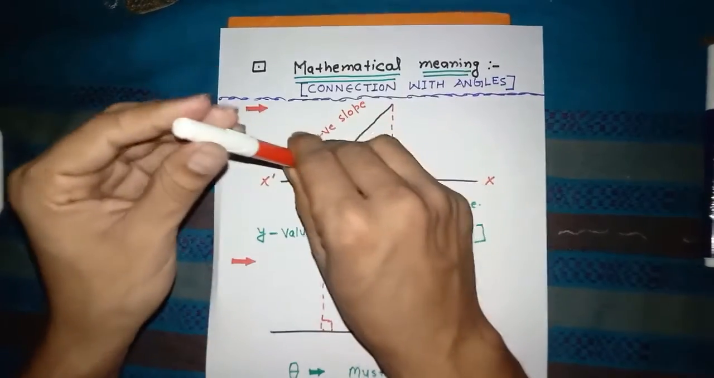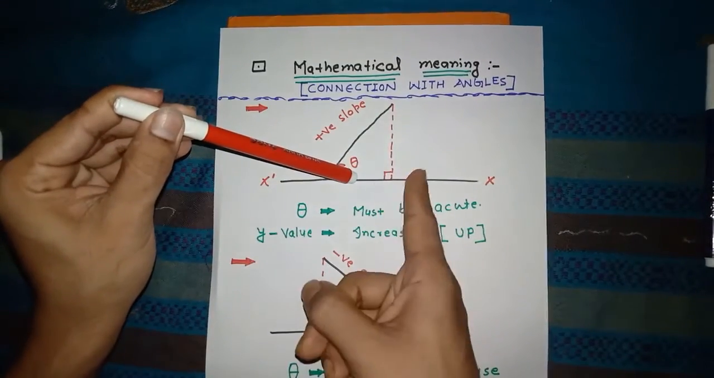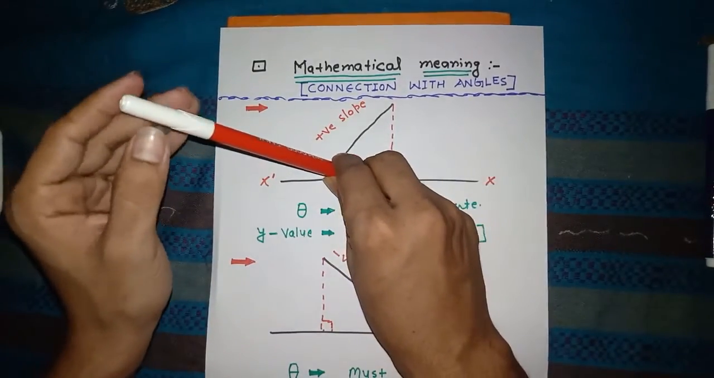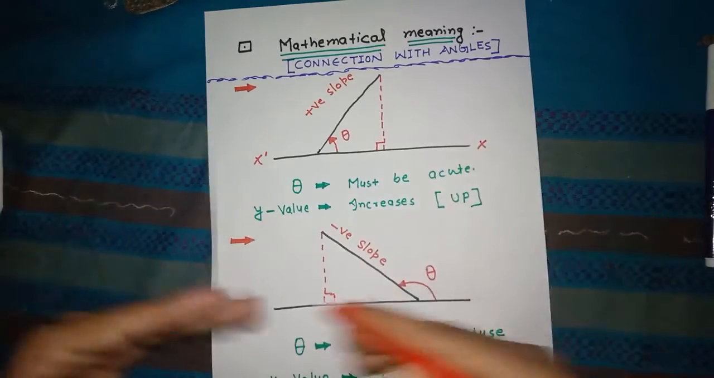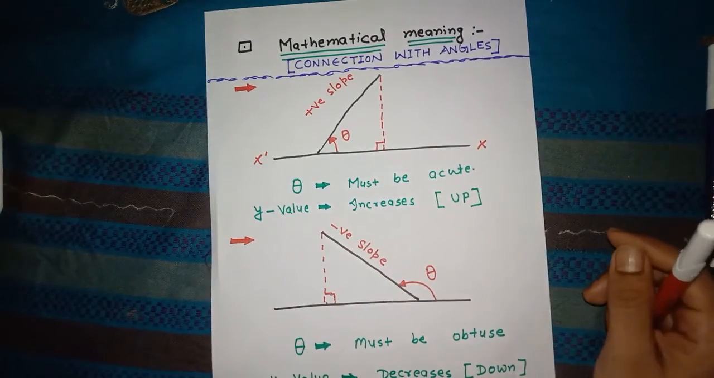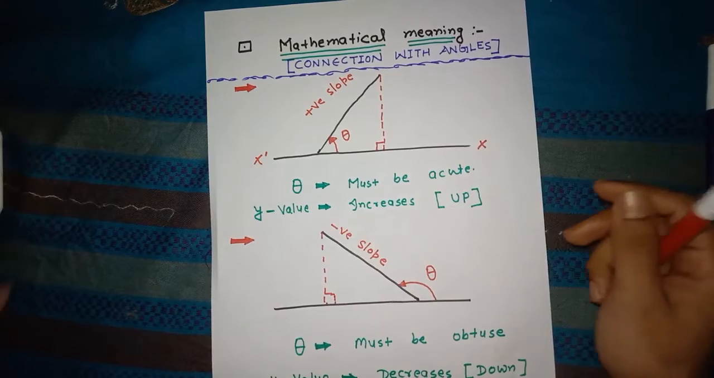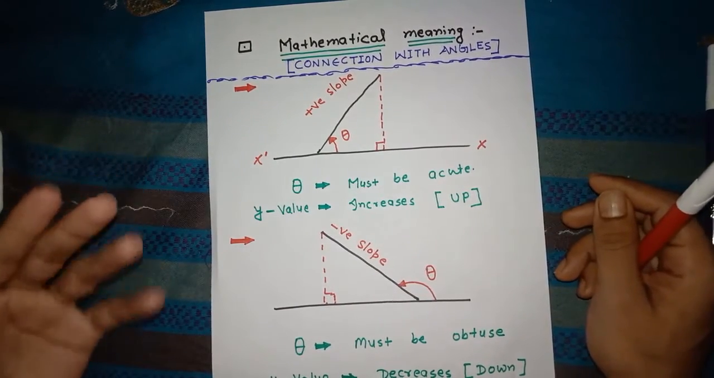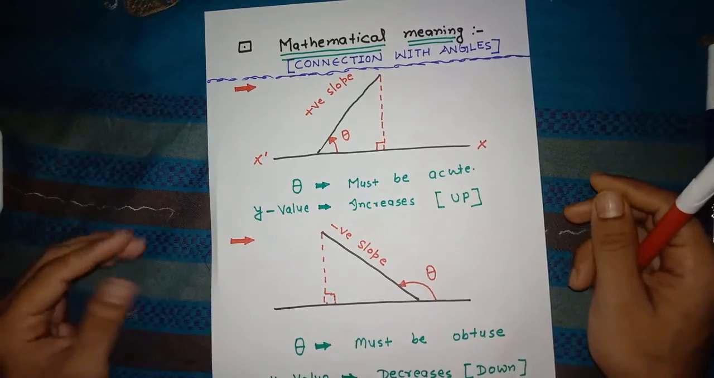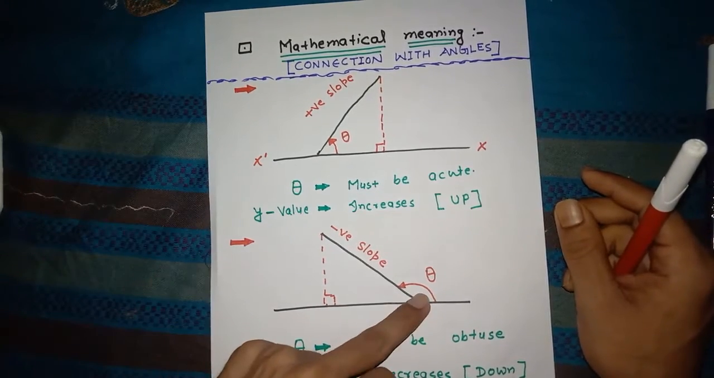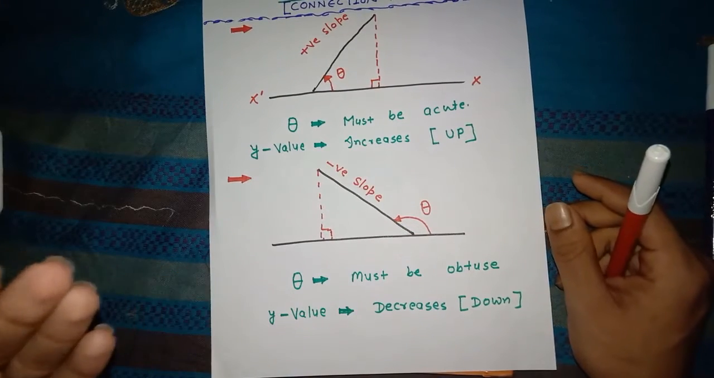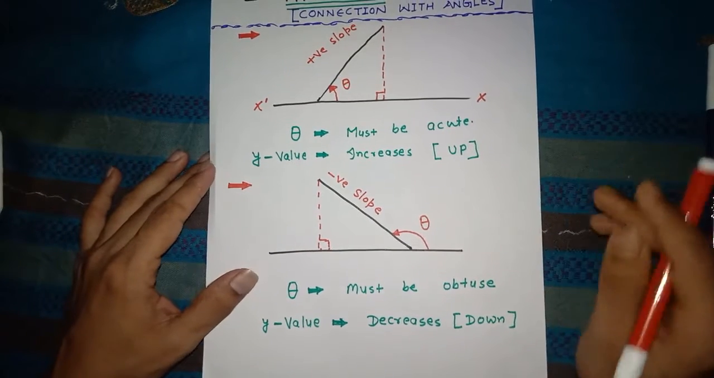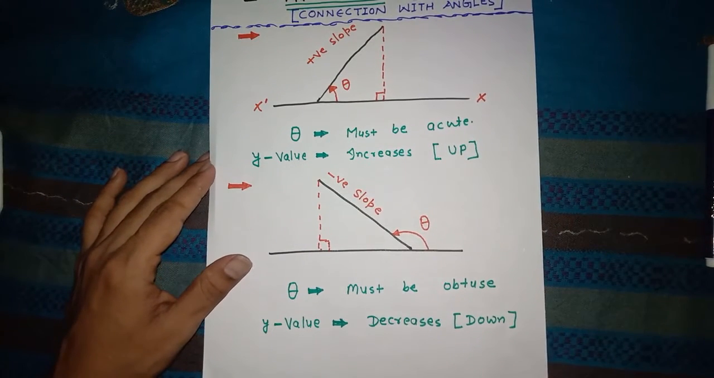If the angle is obtuse, more than 90 degrees, then we say that it has a negative slope. Have you got my point? So if the angle is acute, then we say that the slope is positive, and we also say that we are going up. And if the angle is obtuse, then we say that we are going down and it has a negative slope. So angle is connected in some way to the slope.